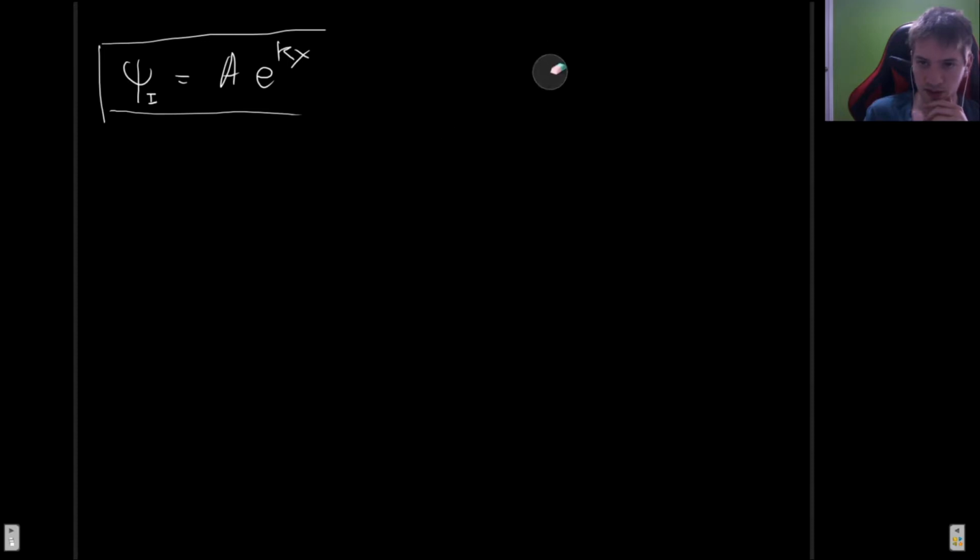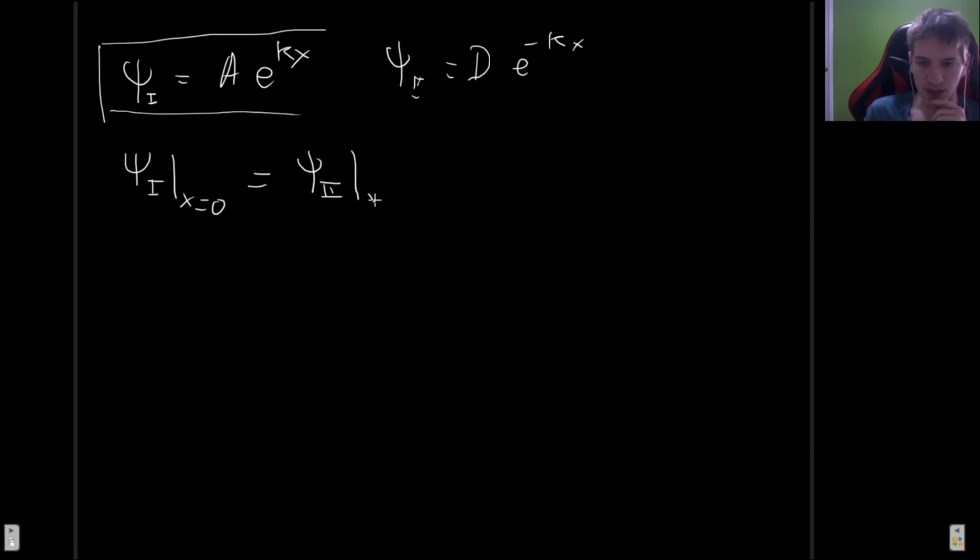Just put it like this. Side 2 is what letter was it again? D, yeah, D e to the minus kx. Okay, so our two conditions usually are that psi at region 1 evaluated at x equals 0, which is where our two functions touch, has to be equal to the second wave function evaluated at x equals 0.